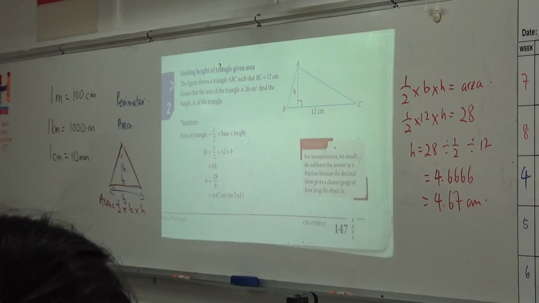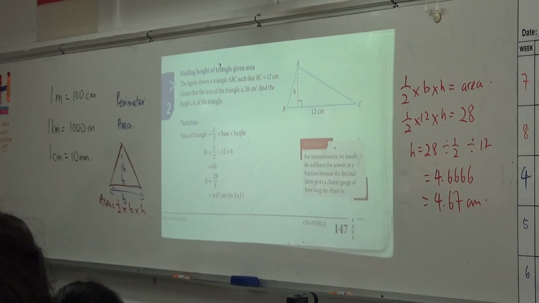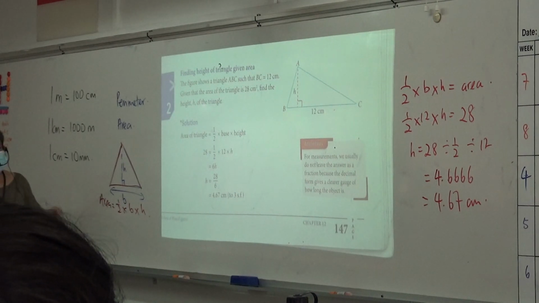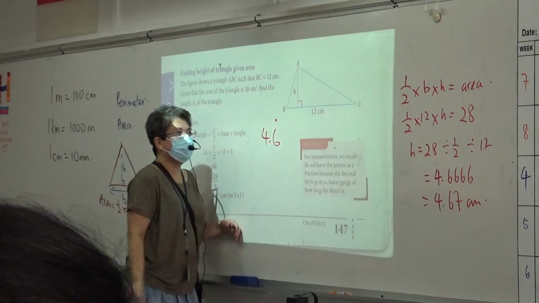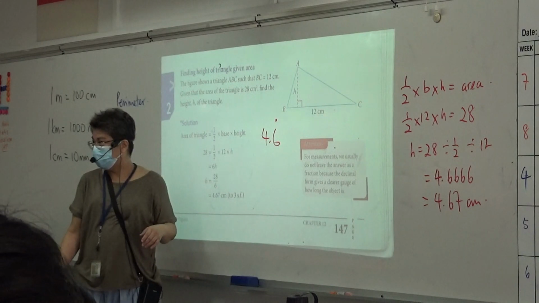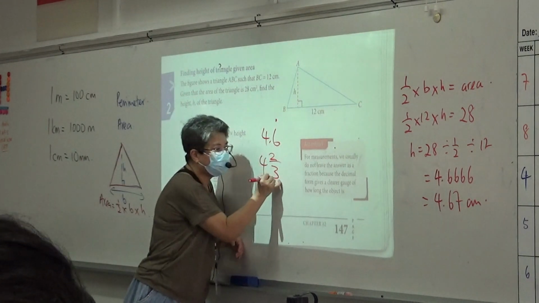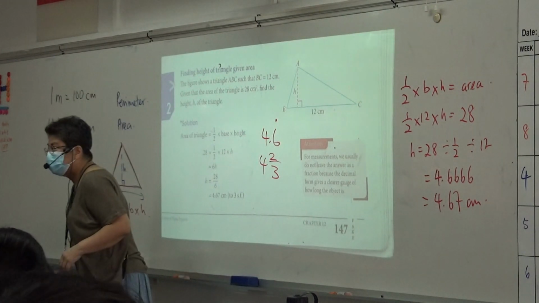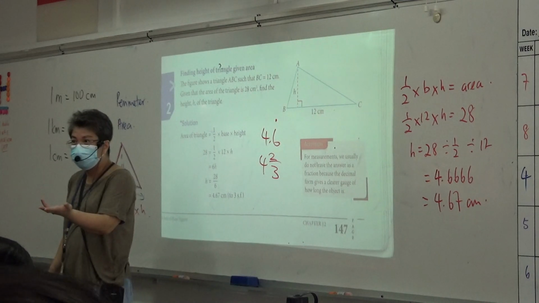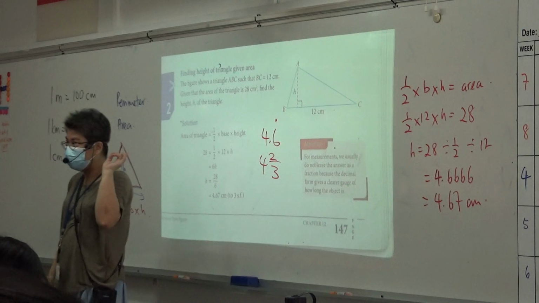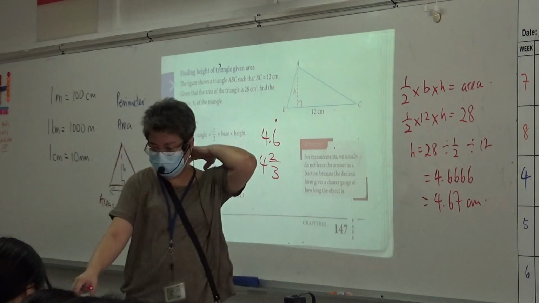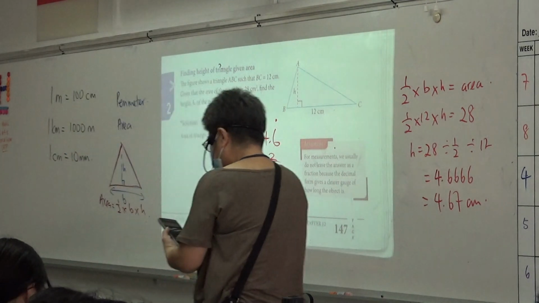4.6. If it's a final answer, it can be 4.6. Constant says correct. Because it's an exact answer, if you give me like this, I will also give you full marks. If you give me like this, I also give you full marks. Because it's also this one, right? Okay? Alright, so next, can you turn to the next page?